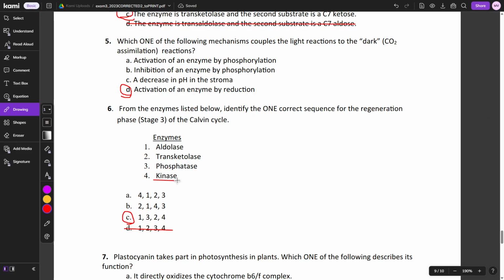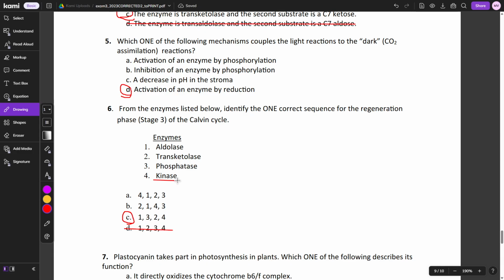Where does the kinase come into play? I don't know. You should remember. Where's the kinase? Ribulose 5-phosphate. Why do we need the kinase? And why do I need that?